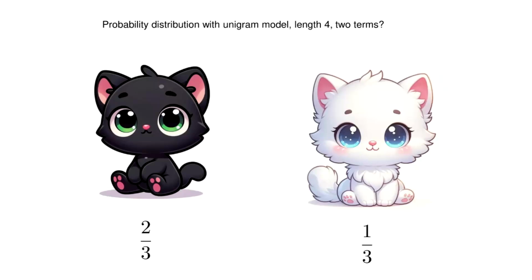But now I have length 4, so it's the probability of generating 4, right? So then I just put to the power of 4, the probability of generating 4 black cats would be 2/3 to the power of 4, right? You agree? And then the probability of generating, let's say, 1 black cat and 3 white cats, exactly in this order, first the black cat and then the 3 white cats. What's the probability of that?